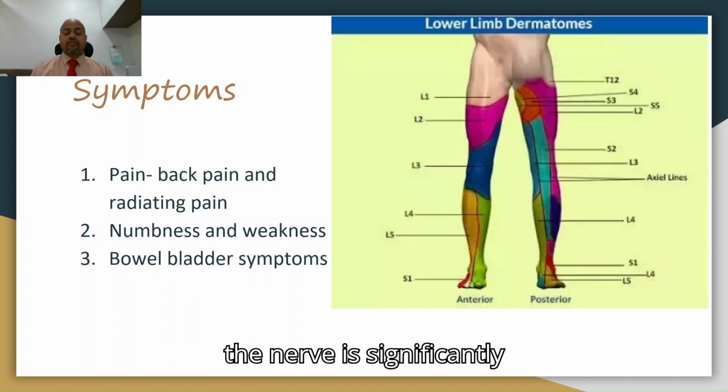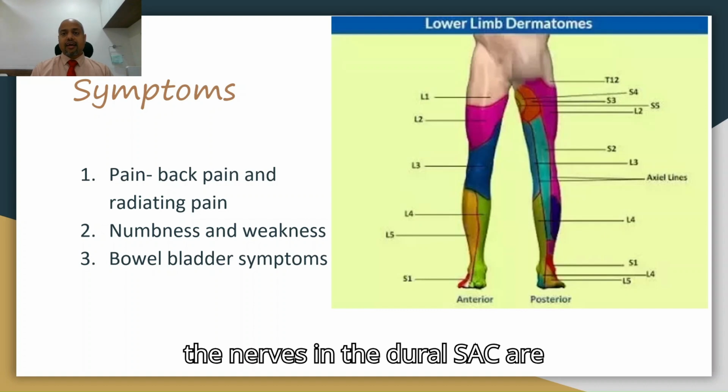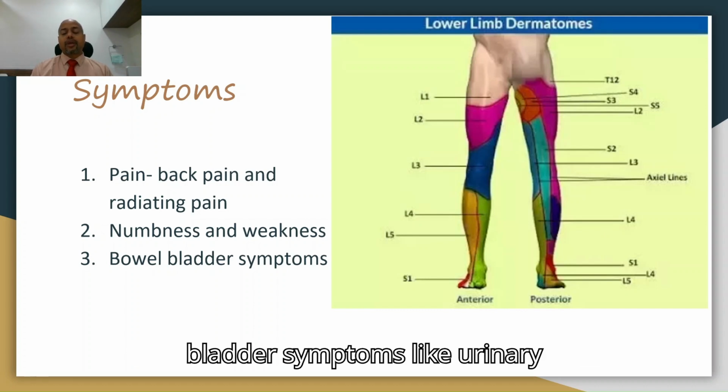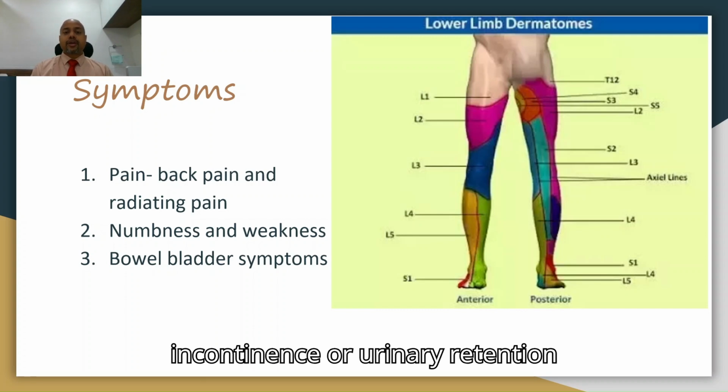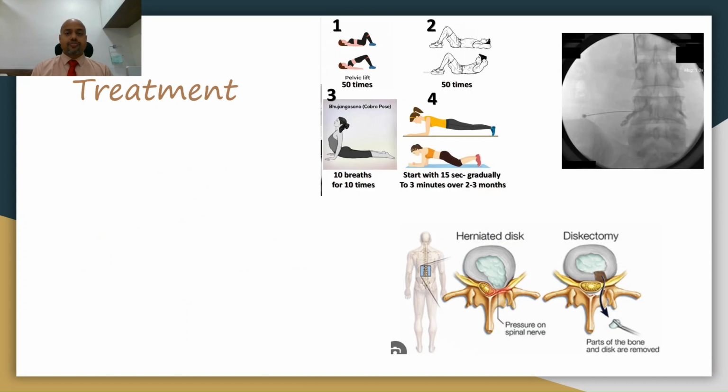If the nerve is significantly compressed and along with that all the nerves in the dural sac are compressed, it can cause bladder symptoms like urinary incontinence or urinary retention, which is known as cauda equina syndrome.